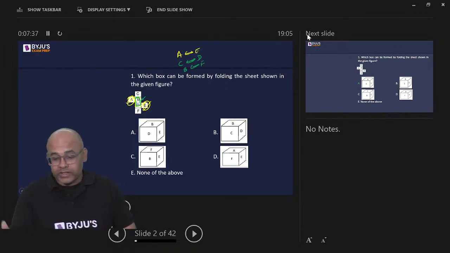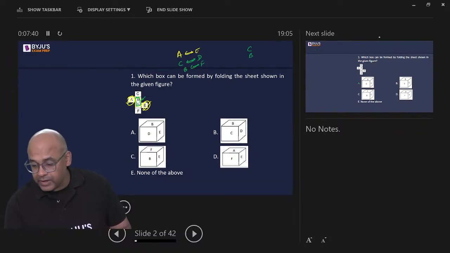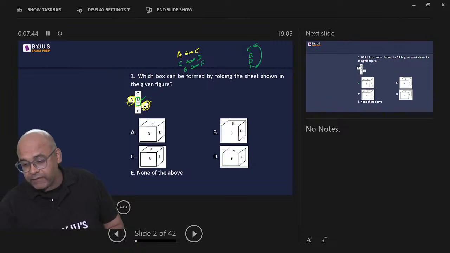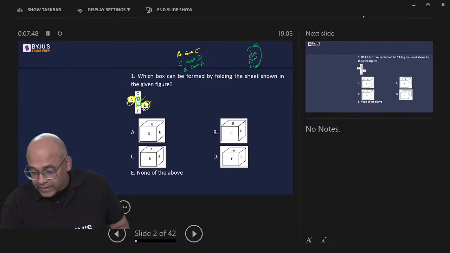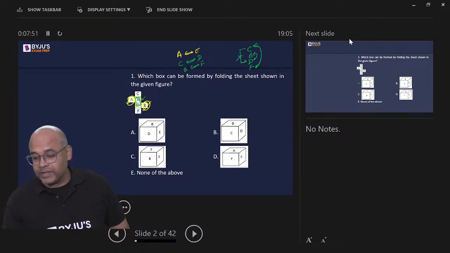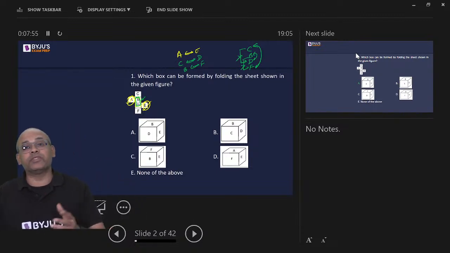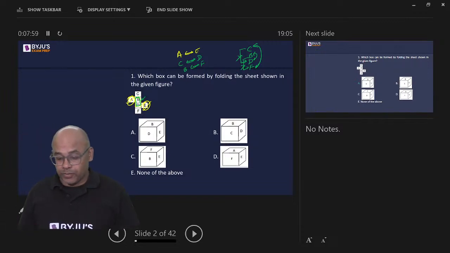So when you fold this, remember you have C, B, D and F. When you're folding this, remember this C and this F will become adjacent, this B and D will become adjacent, whereas C and D will become opposites, B and F will become opposites. So this is basically how the structure will fold. Now let's take a look at the answer options.